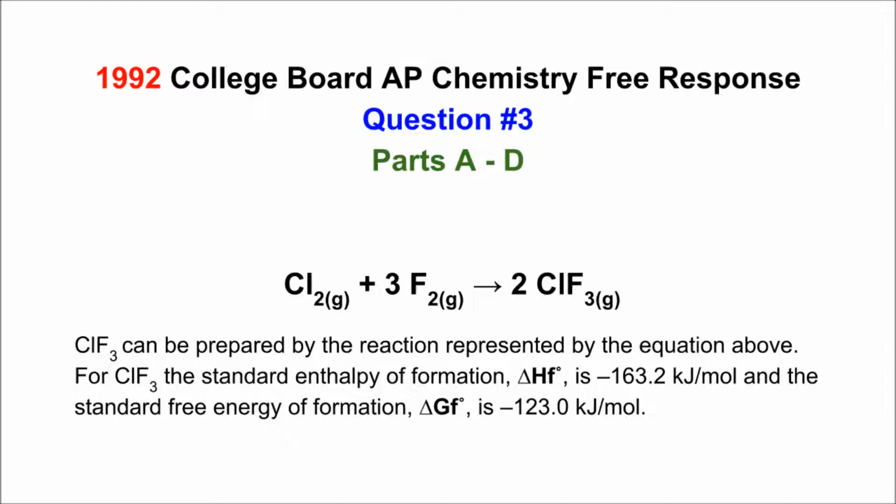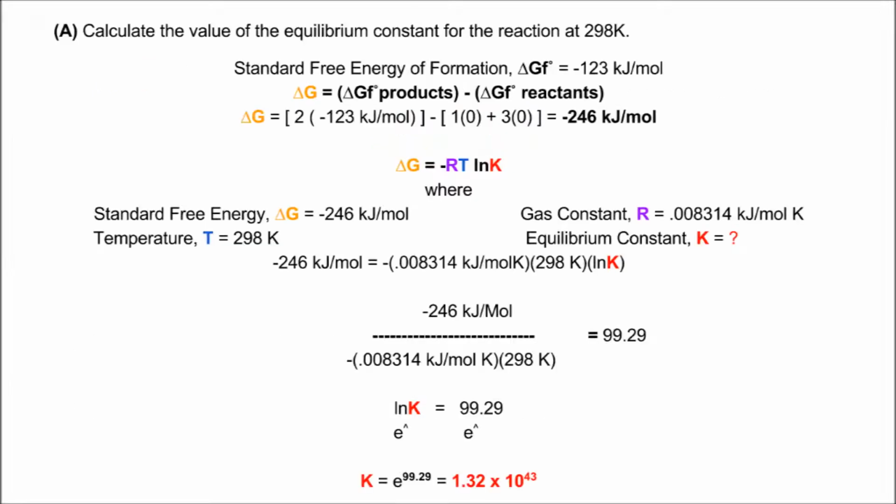For ClF3, the standard enthalpy of formation delta HF is negative 163.2 kilojoules per mole, and the standard free energy of formation delta GF is negative 123 kilojoules per mole. Part A asks you to calculate the value of the equilibrium constant K for the reaction at 298 Kelvin.